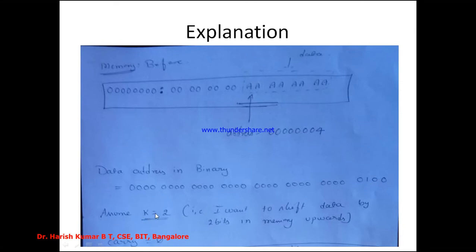Now assume I need to shift this memory word by 2 bits upward in the memory. I'm assuming k is equal to 2. That is, I want to shift the data by 2 bits in memory upward, and the carry is initially initialized to 0. Hope you understood this.